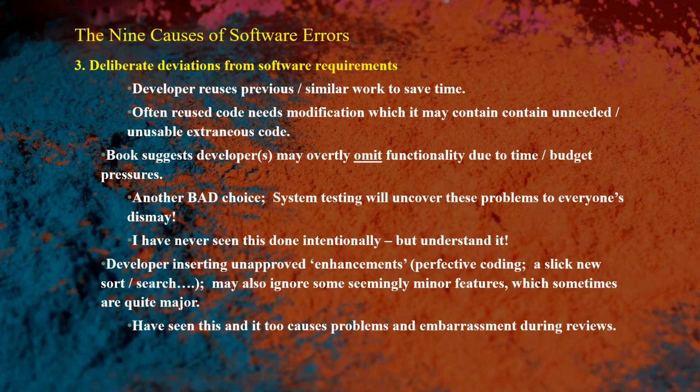3. Deliberate deviation from software requirements. Developer reuses previous similar work to save time. Often reused code needs modification, and it may contain unneeded and unusable extraneous code. Book suggests developers may overtly omit functionality due to time budget pressures. Another bad choice, system testing will uncover this problem to everyone's dismay. I have never seen this done intentionally, but understand it.